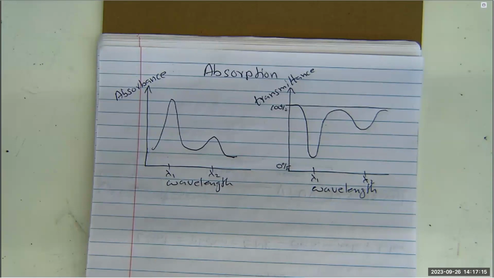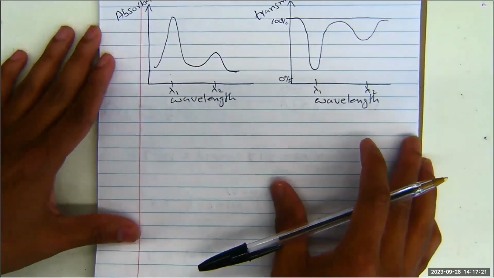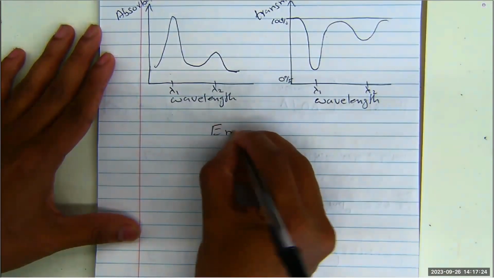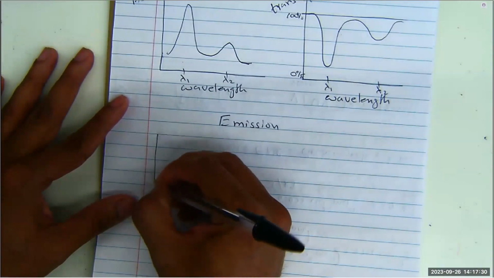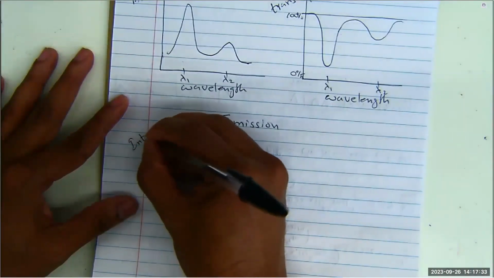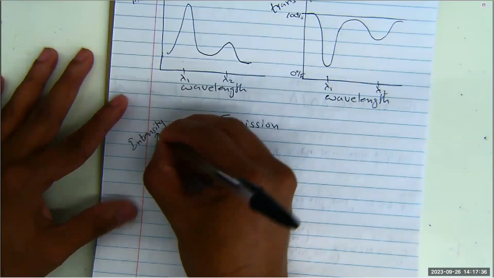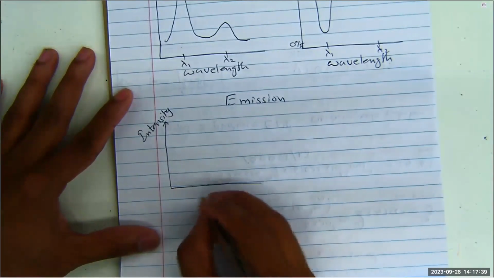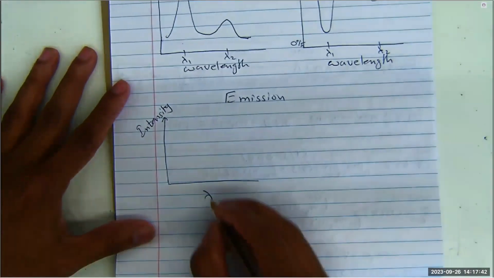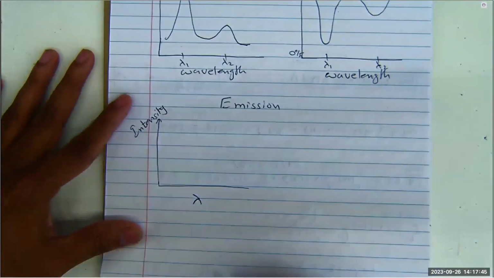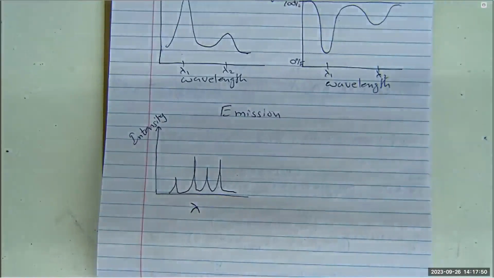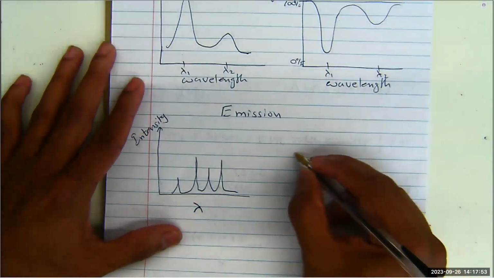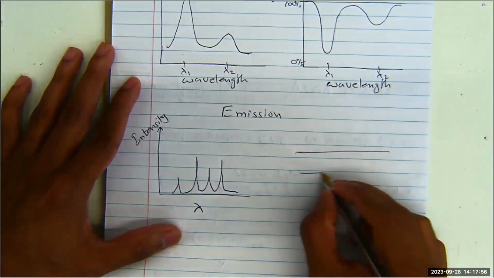All right, just for the completion of our notes, I want to mention emission as well. And when it comes to emission spectroscopy, it's more straightforward. We would usually have intensity on the y-axis, and then the wavelength, or lambda, on the x-axis, and then we will see peaks depending on what light is being emitted, like that. And sometimes the emission spectra are given as a band as well.